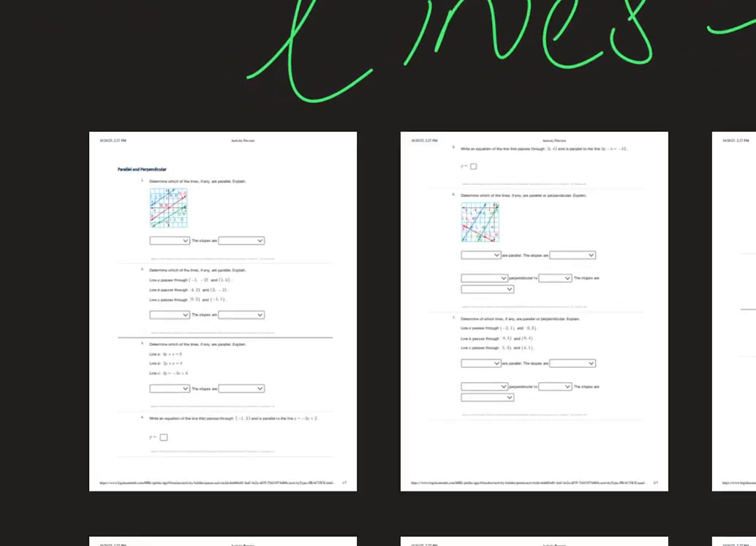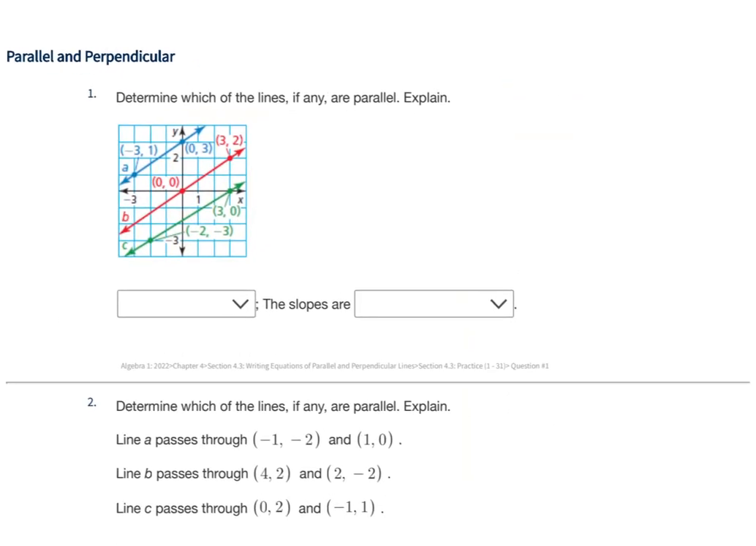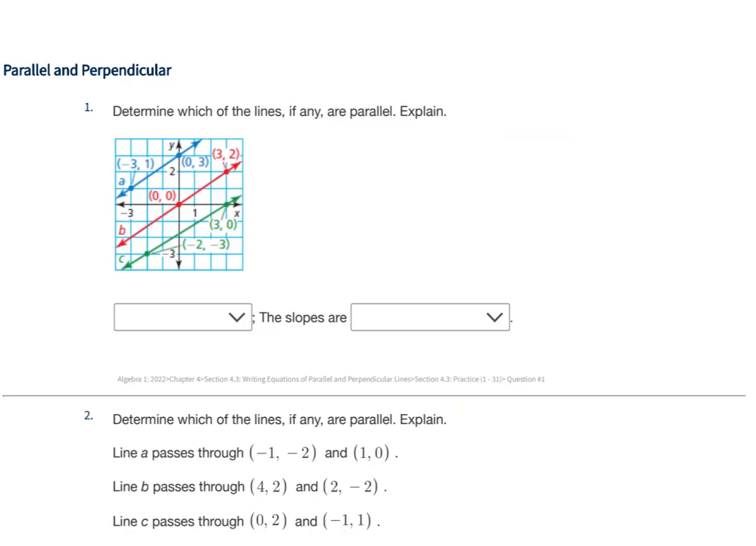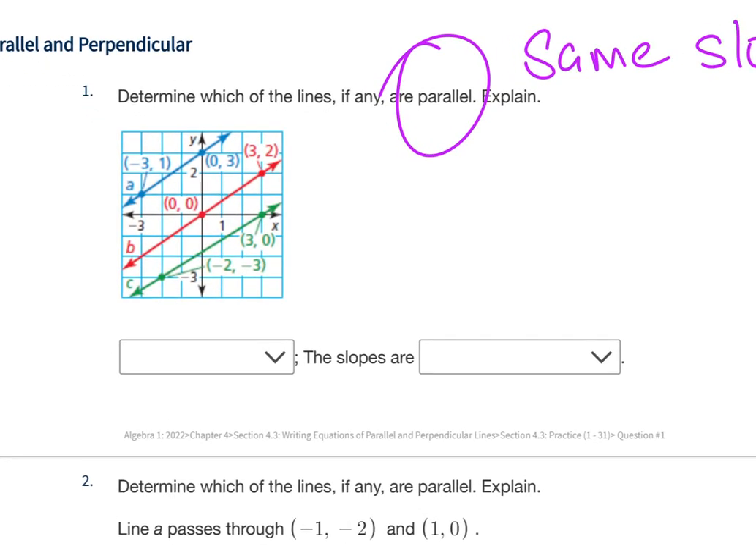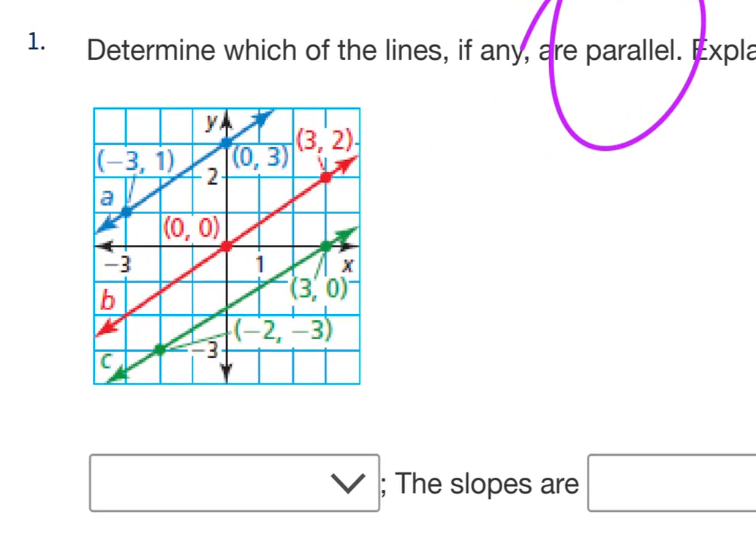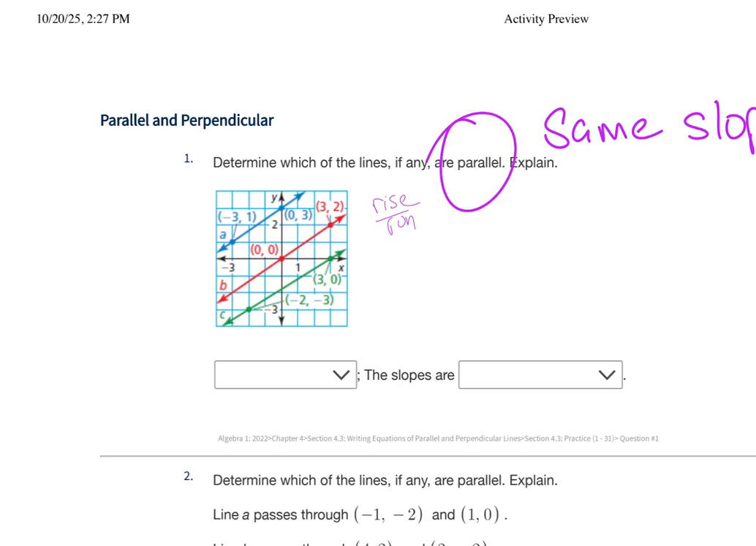Parallel lines, perpendicular lines. Here we go. Determine which of the lines, if any, are parallel. So first thing I will just say, parallel lines have the same slope. Okay? So what we're going to do is zoom in here, and because we literally have a graph, I'm just going to do rise over run. That is slope.